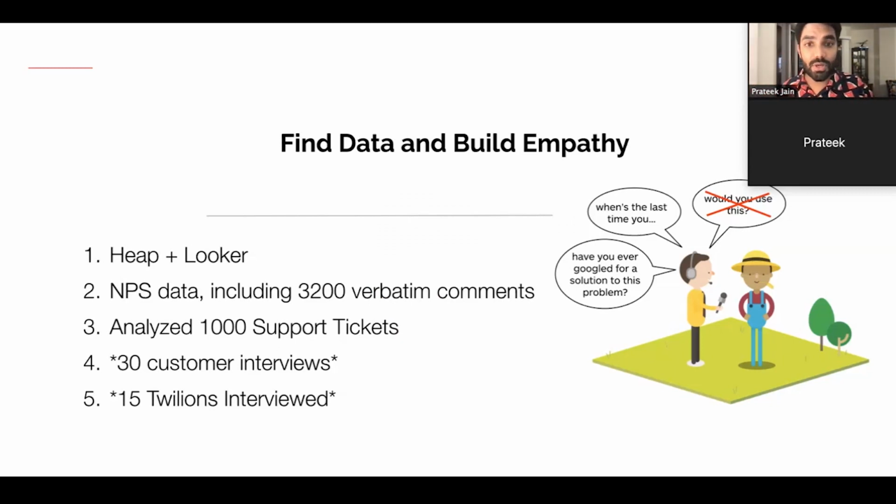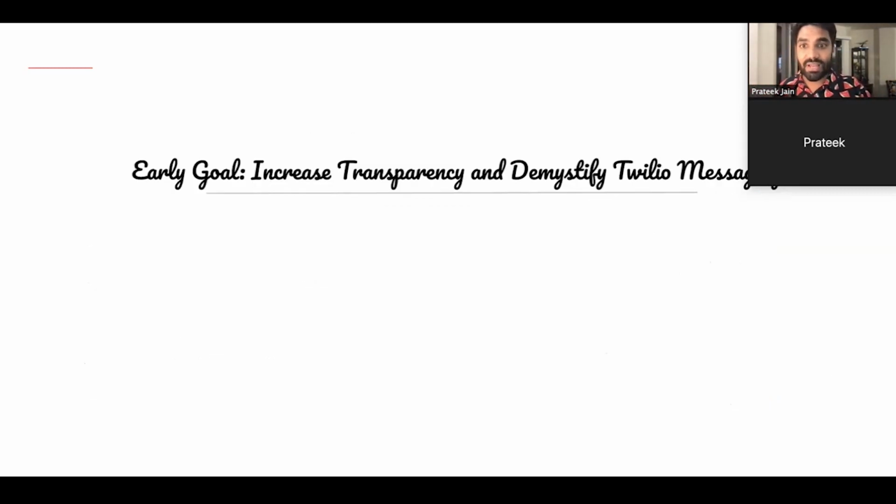Now, while I was doing all this to build empathy, I was trying to find an early goal, a sense of what I'm trying to accomplish while I'm trying to increase this NPS score, which was the leading indicator of something is wrong. And so the early goal that I came up with was that we need to increase transparency and somehow demystify Twilio messaging, which is such an iffy, wishy-washy goal. What can we do with that?